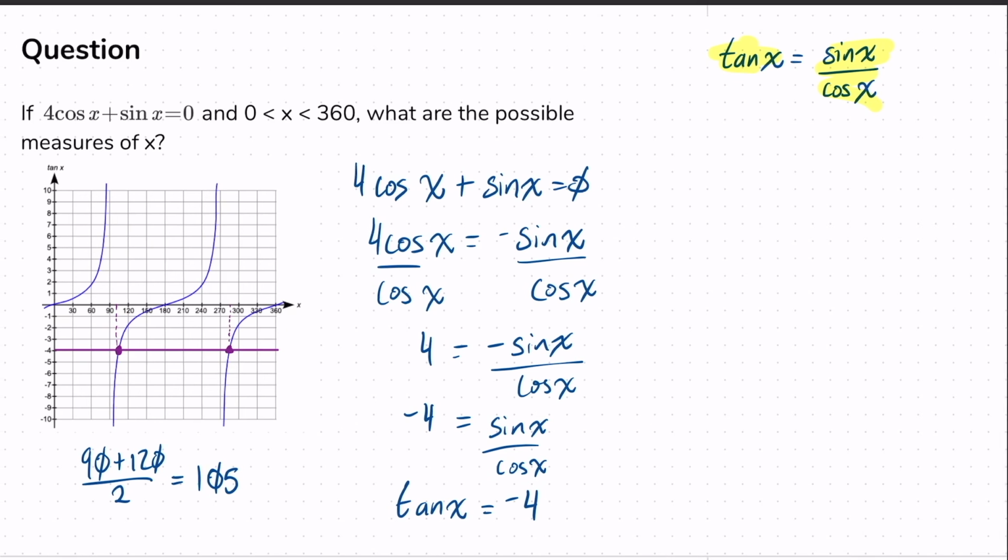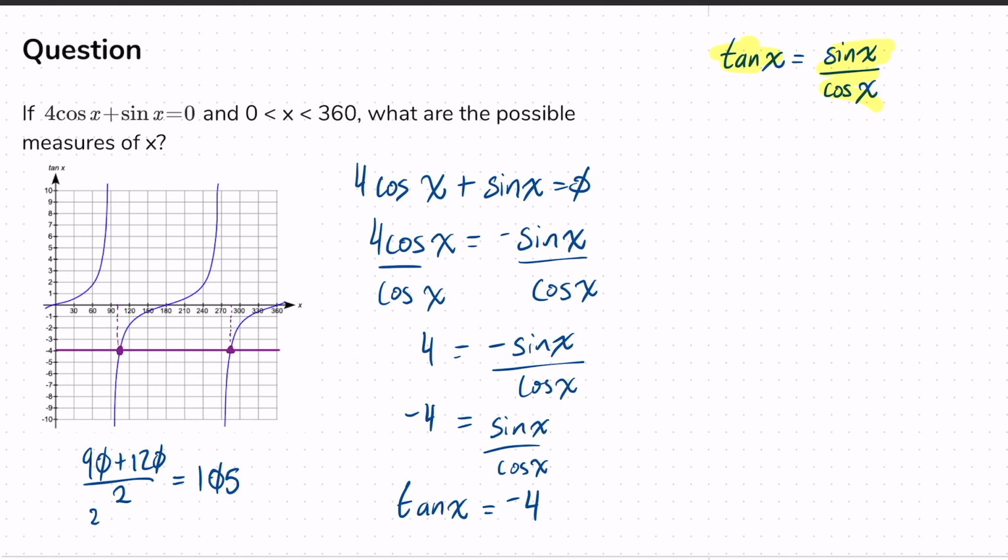And the other, 270, well, the difference there is a little bit easier to see, but let's write it anyway. 270 plus 300 over 2 is equal to 285. So what are the possible values when it's between 0 and 360? 105 and 285.